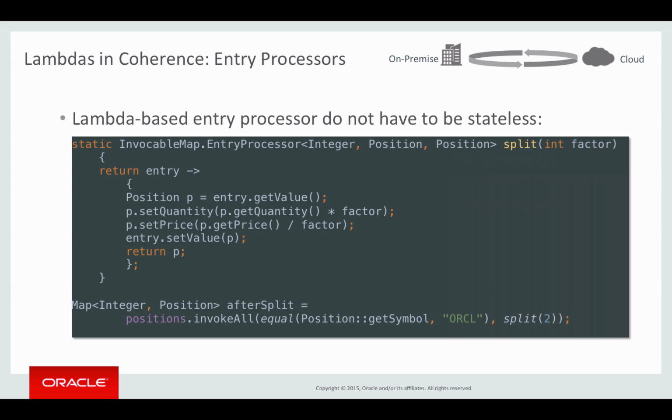This ensures that all captured arguments are local variables, as you can see from this example. And this is quite important when we want to send such Lambda over the wire. It also improves the readability of our entry processor invocation, as you see at the bottom.